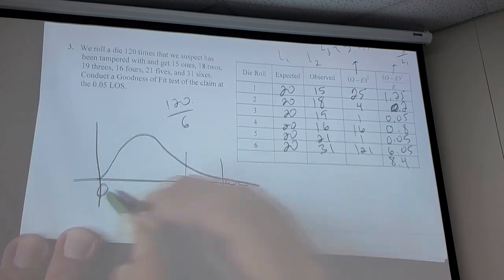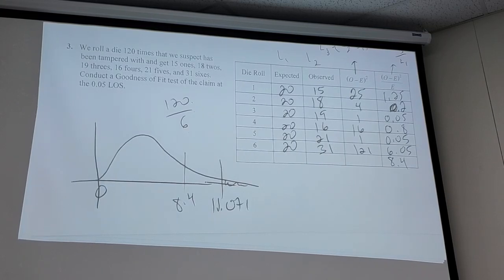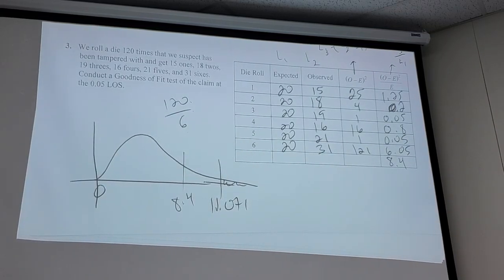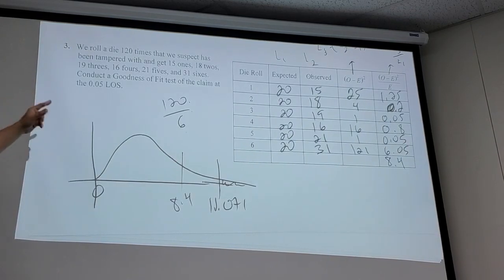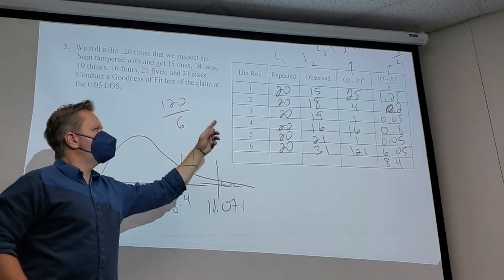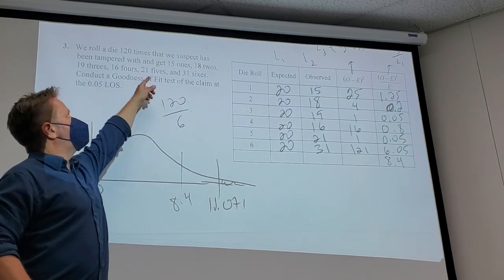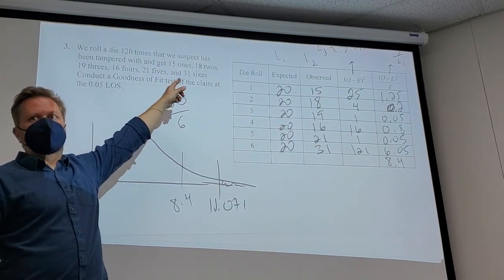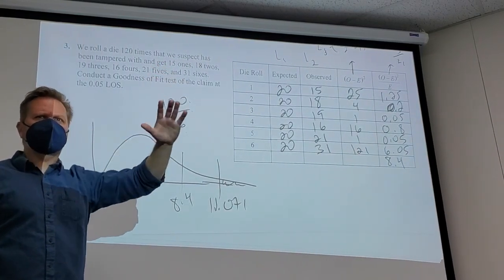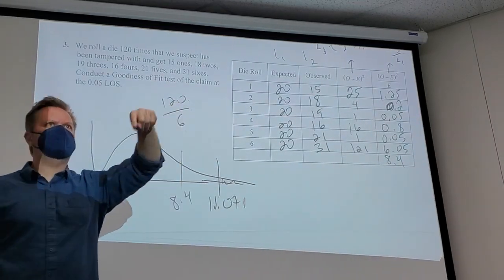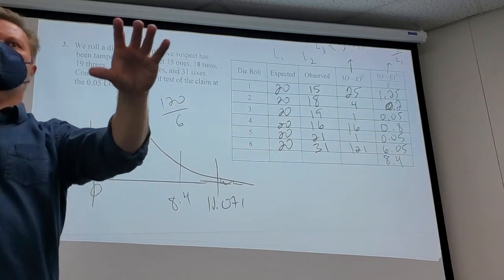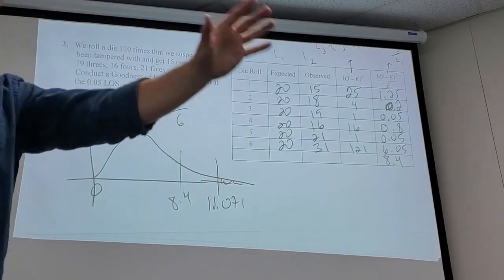What would 0 mean again in this case? Very specifically, what would 0 mean? That you rolled exactly what you expected. Yeah, that we rolled exactly all 20s. So if I get here, that is evidence that the die was tampered with. Does that make sense? If I get way out here, I'm so far away from what would be expected if it was a normal die, that's evidence it's not a normal die.